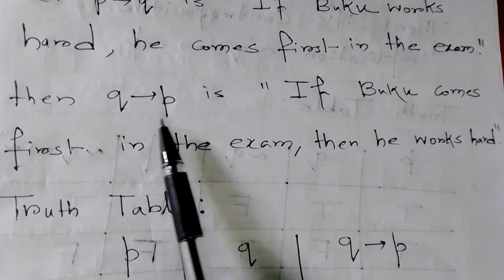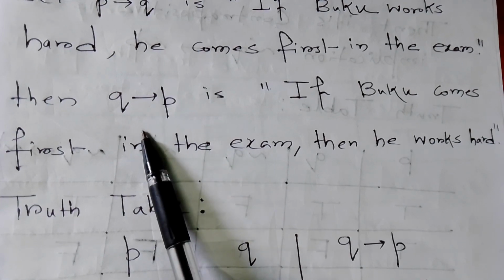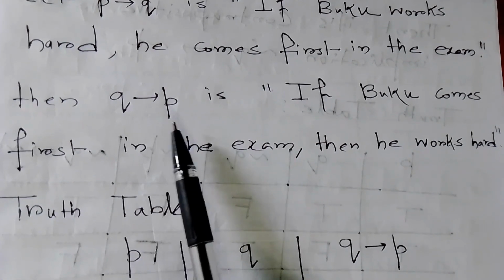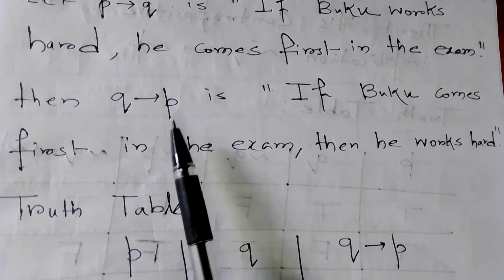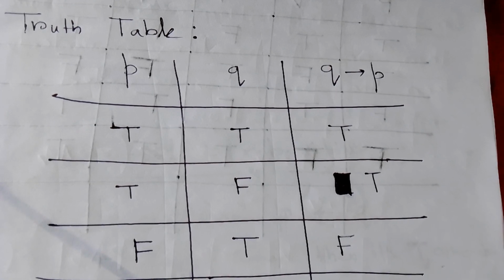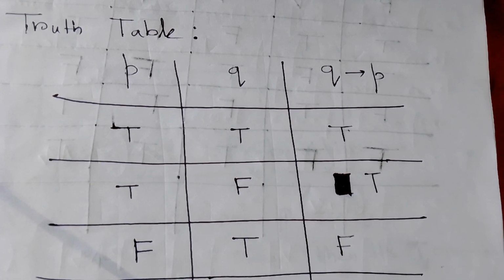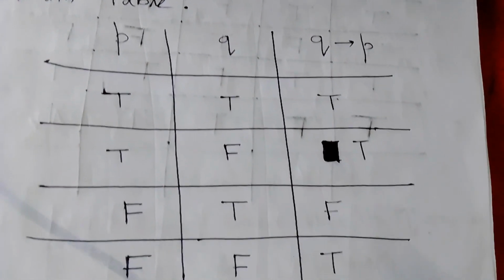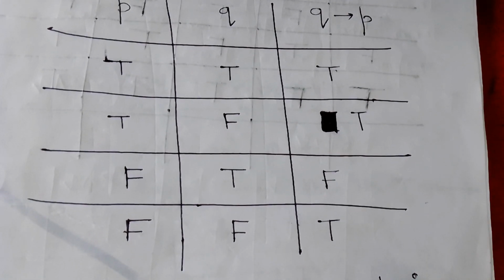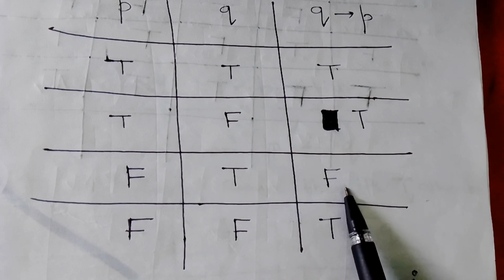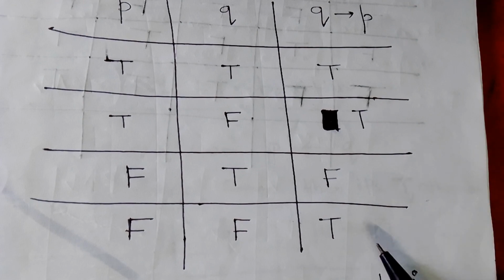So the Q implies P will be true if and only if Buku works hard. Then the Q implies P statement will be true. So here is the truth table of converse. Here the logic is Q implies P is false if and only if P is false and Q is true. So here the truth table is as follows. When P is false and Q is true, then Q implies P is false and the rest of the conclusions are true.